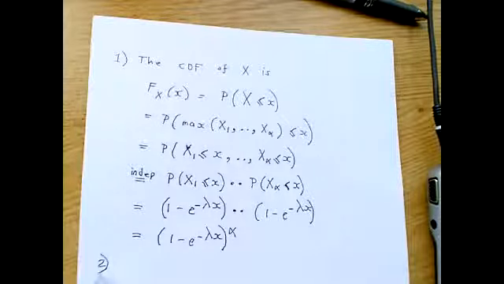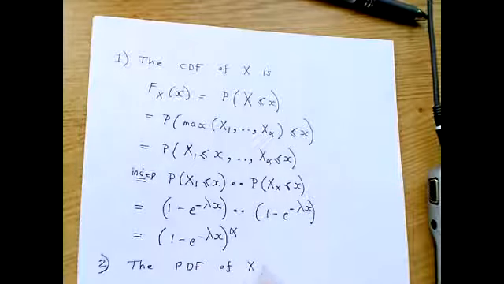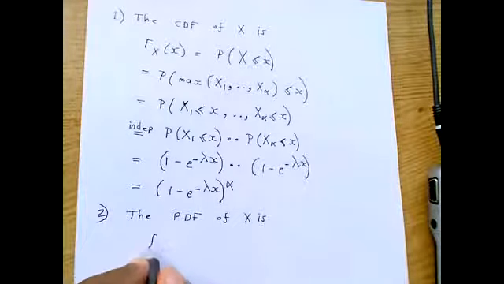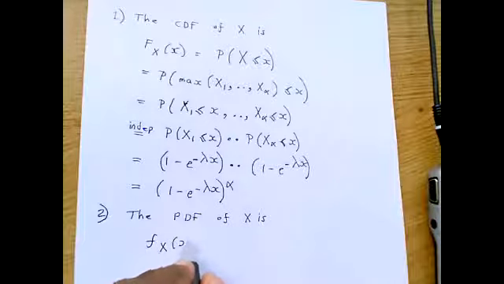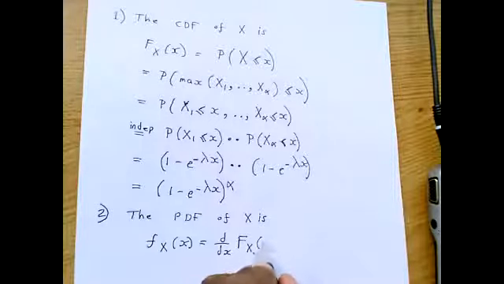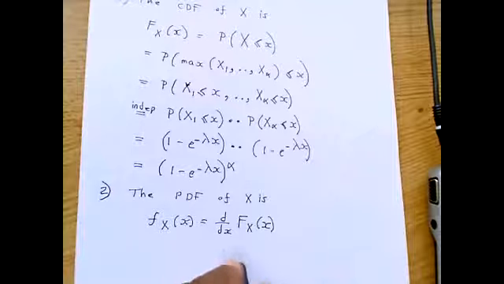Part two is to find the PDF of X, right? And I'm sure you know to find the PDF, all you have to do is to differentiate the CDF with respect to X. So we should differentiate this with respect to X.